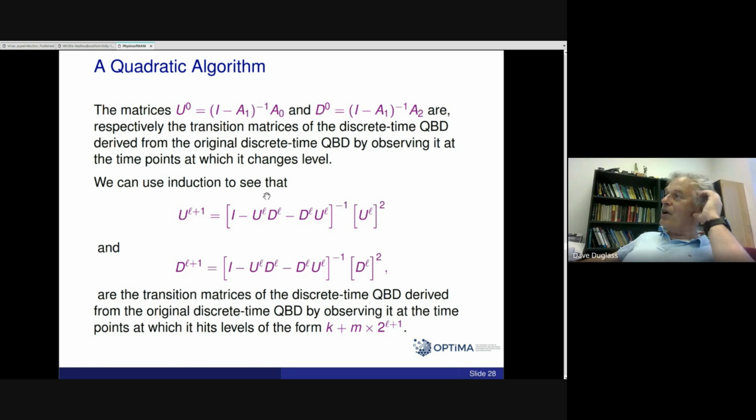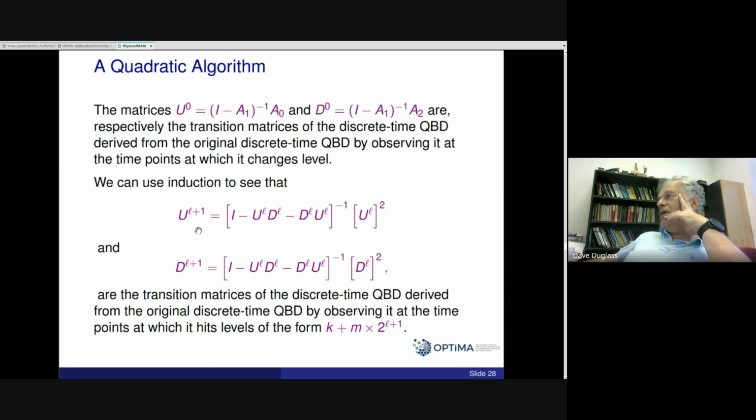Just a brief insight into how we know that. Well, let's think about U naught and D naught. U naught is I minus A1 inverse A naught. We can hang around in level k an arbitrary number of times, and then eventually we go up by 1. Or we hang around in level k an arbitrary number of times and eventually go down by 1. So they're respectively the transition matrices of the discrete time QBD derived from the original one by observing it just at time points where it changes level. So we don't look at transitions that stay in the same level, but eventually when it moves either up or down, we record that. We can think of this as a discrete time Markov chain that's got a transition matrix for going up of U naught and a transition matrix for going down of D naught, and it can't stay in the same level because we only look at this Markov chain when the original one changes level.